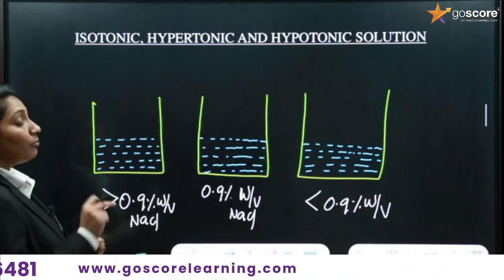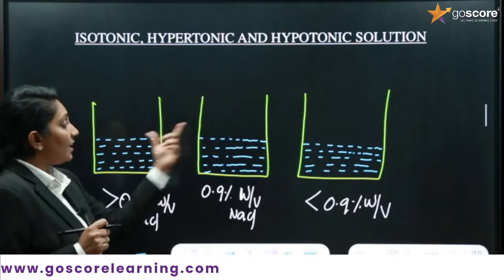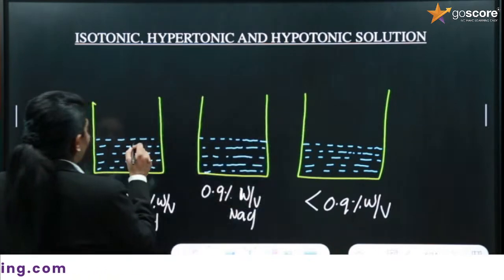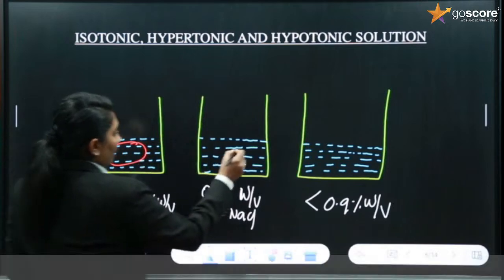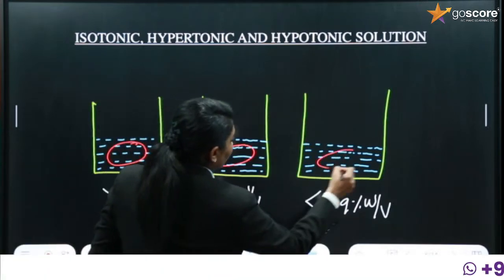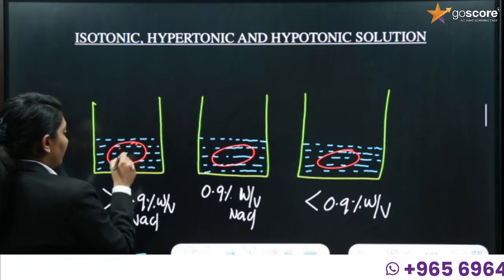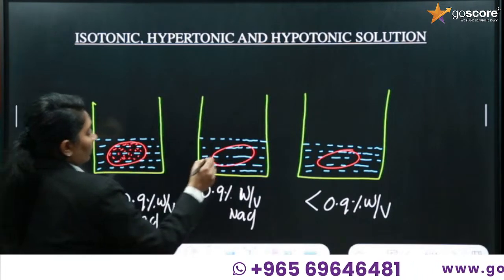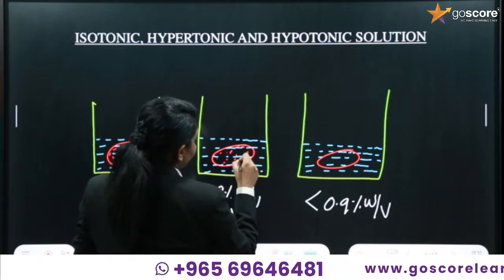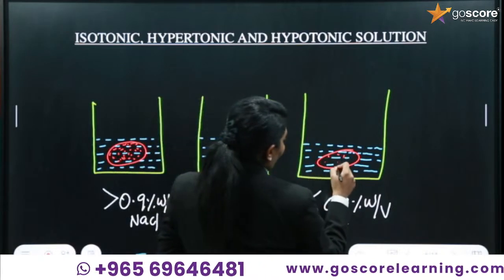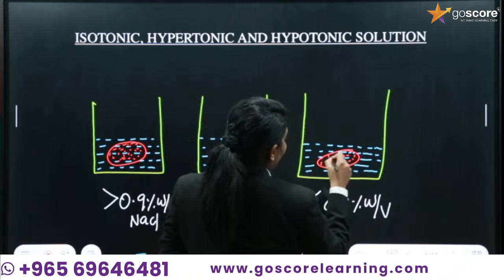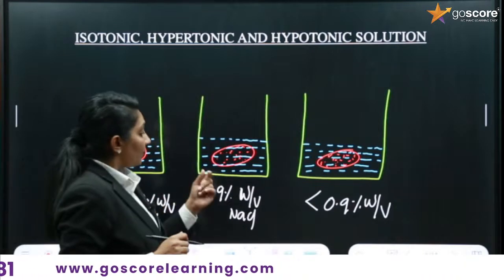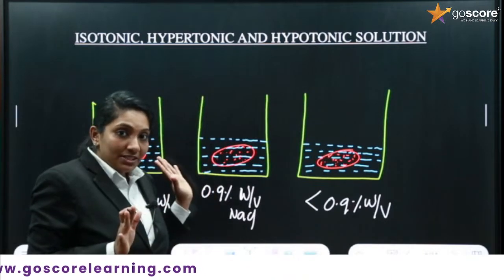Now see, if we are putting an RBC cell inside each of these containers, see what will happen. I am putting a blood cell inside the container. In the RBC cell there will be fluid inside it, right? So this RBC cell will act as a semi-permeable membrane. See what we discussed in the previous session.